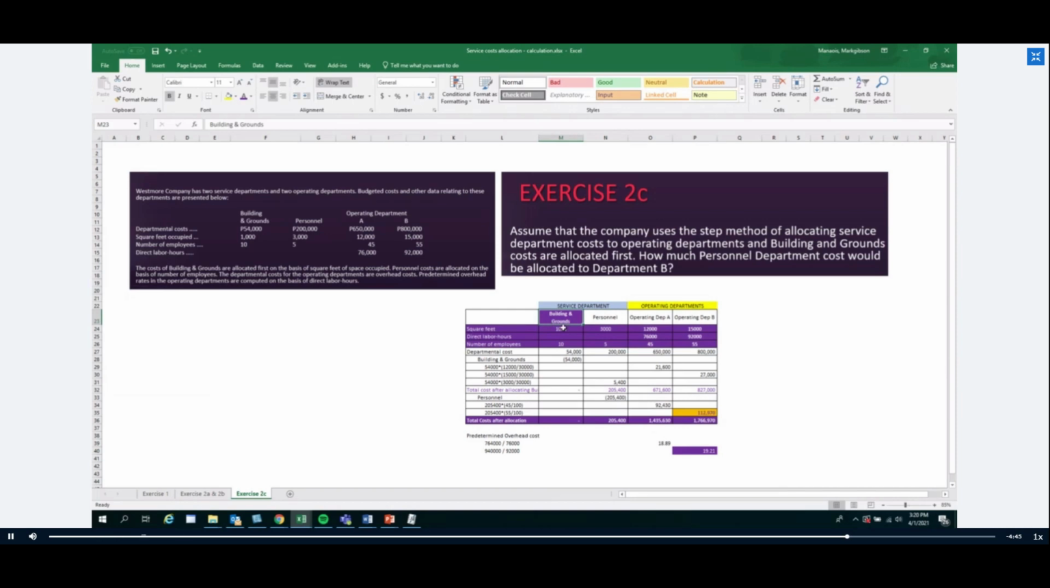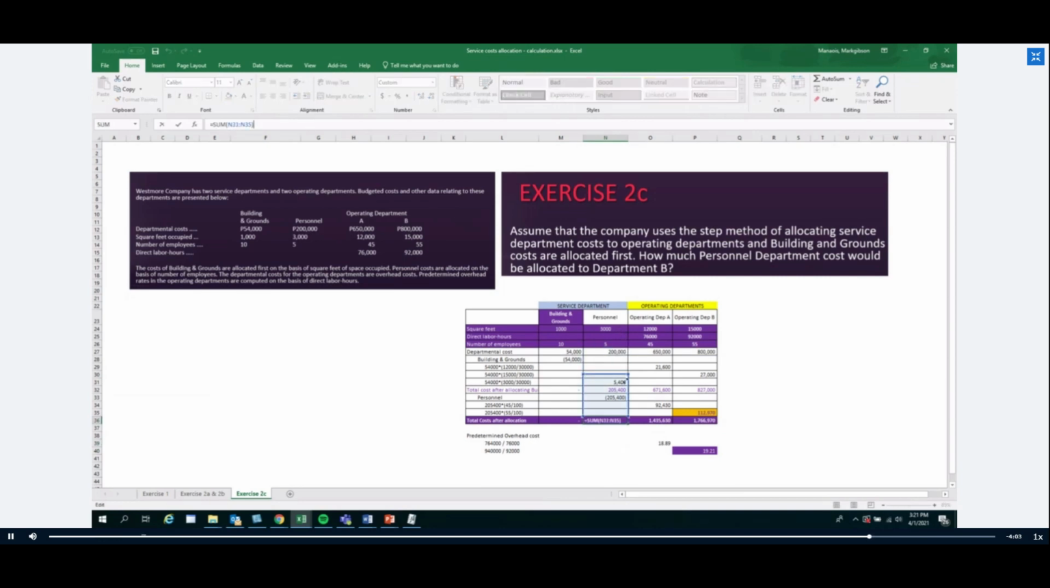The answer is hindi na. Kasi the problem stated that building and grounds are allocated first, no? So hindi na natin bibigyan ng allocation si building and grounds from personnel kasi step, no? Step method. So inuna natin si building and grounds papunta kay personnel, operating A and operating B. So right now, ang total cost na ni personnel department is 205,400. So we have to allocate that 205,400 between Department A and Department B.